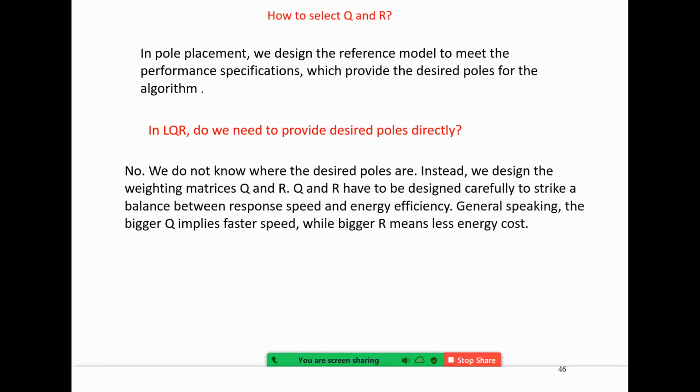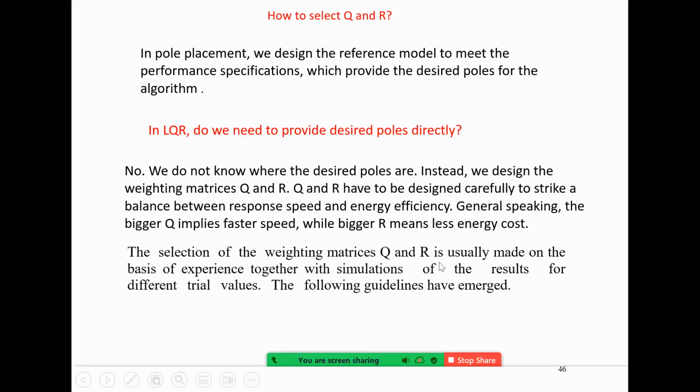Now, the difficult part of this design is that we don't have a formula to relate the time domain requirement to Q and R. For pole placement, we have the formula to relate the rise time, the settling time, and the maximum overshoot to the damping ratio and natural frequency, and then the desired poles. But for LQR, unfortunately, we don't have that.